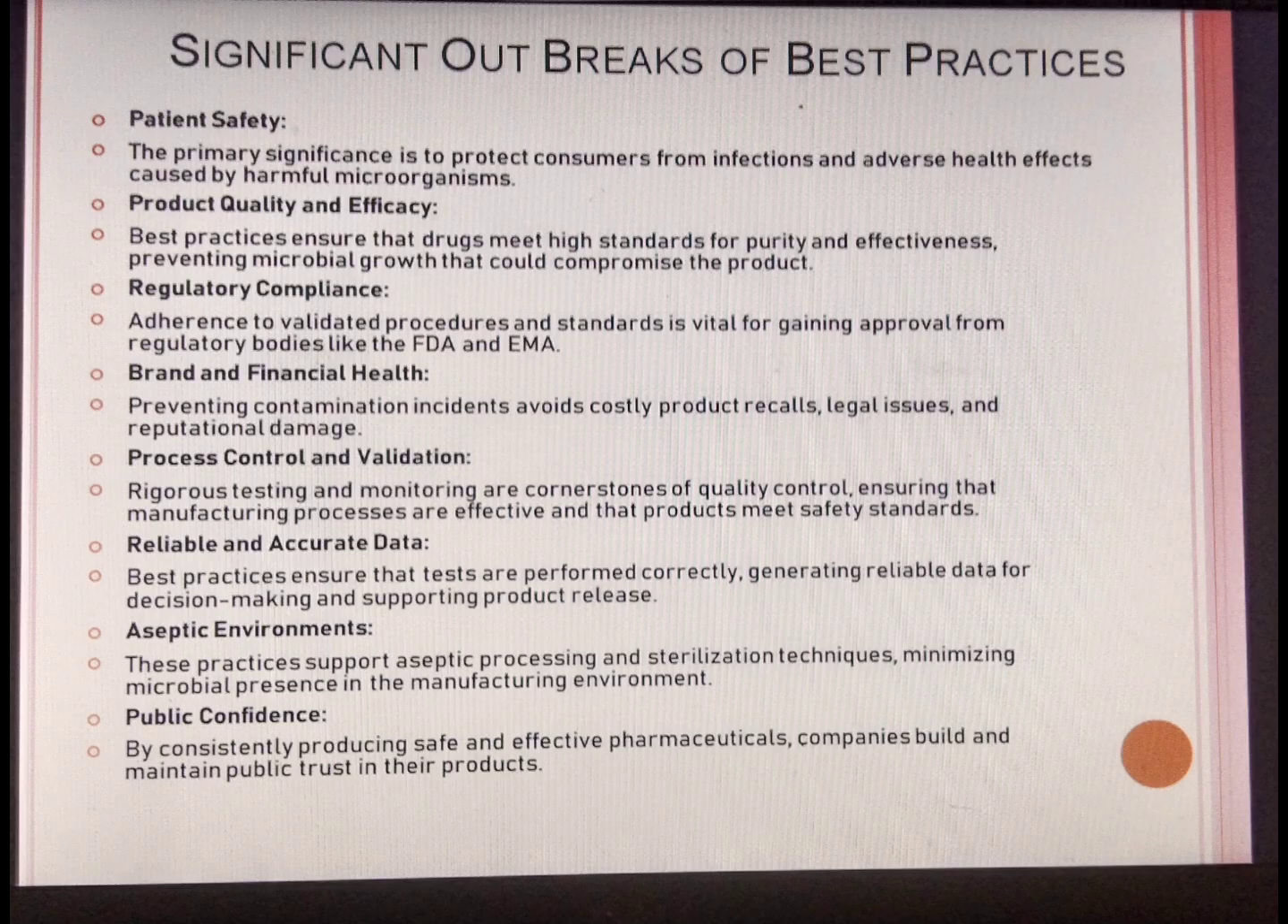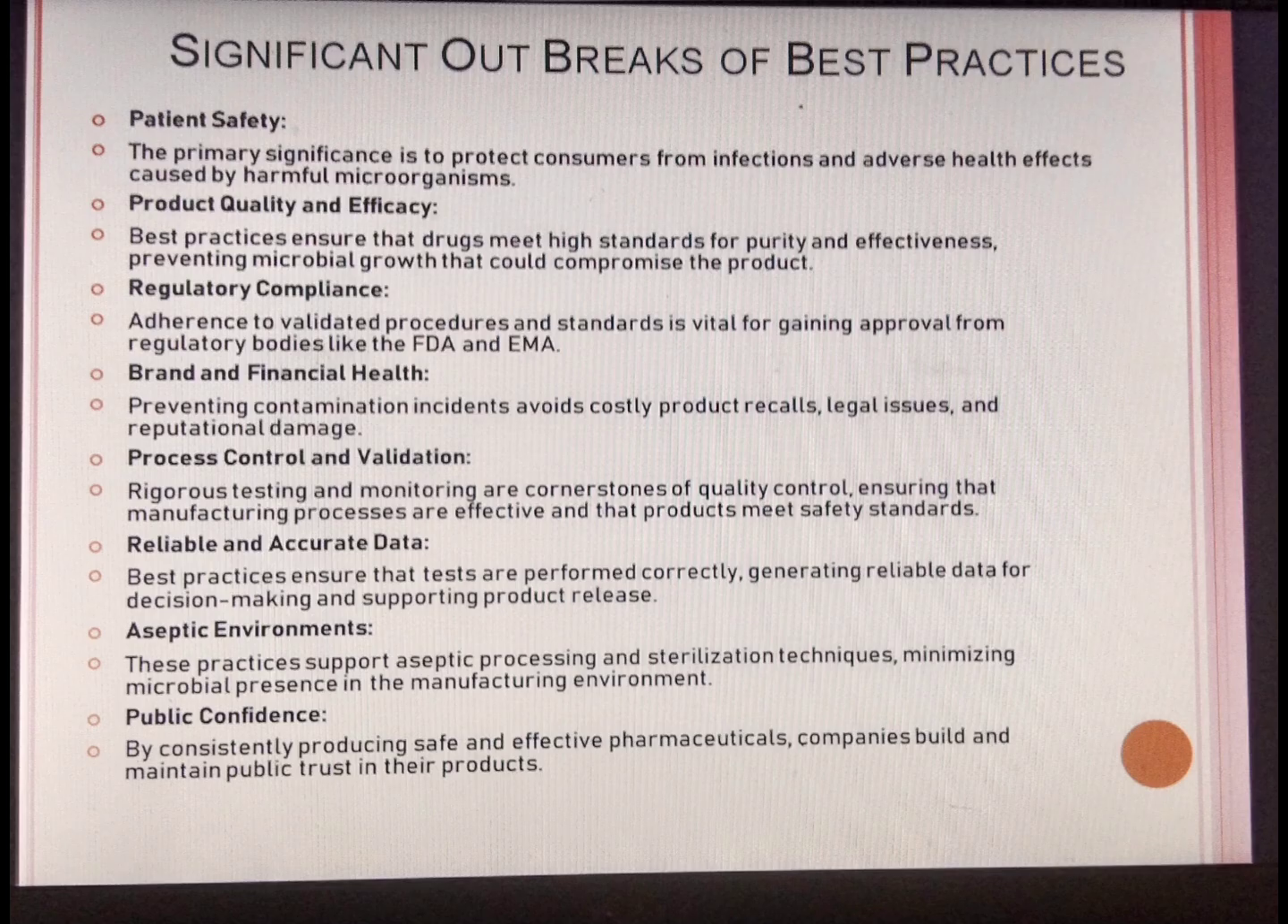Adhering to validated procedures and standards is vital for gaining approval from regulatory bodies like the FDA and the EMA. Brand and financial health. Preventing contamination incidents avoids costly product recalls, legal issues, and reputational damage. Process control and validation. Rigorous testing and monitoring are cornerstones of quality control, ensuring that manufacturing processes are effective and that products meet safety standards.